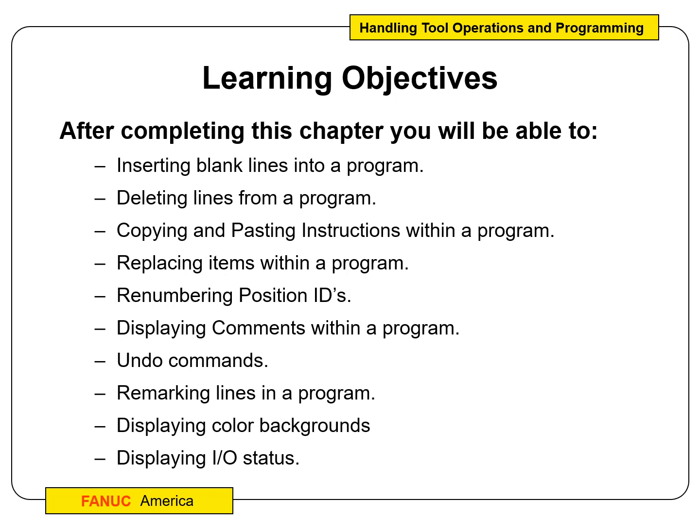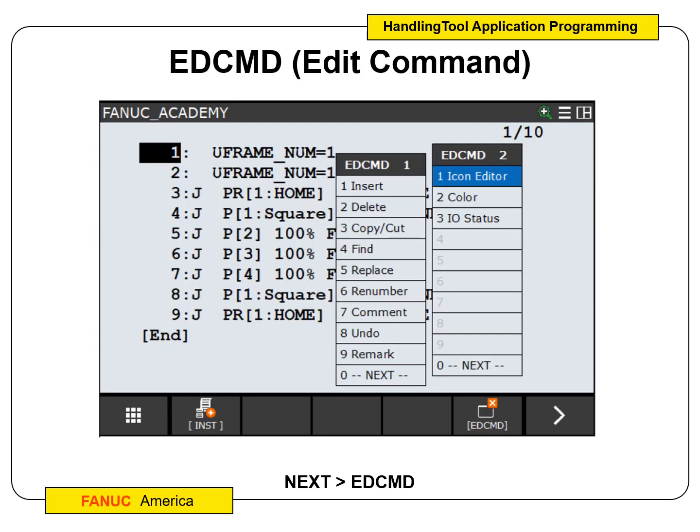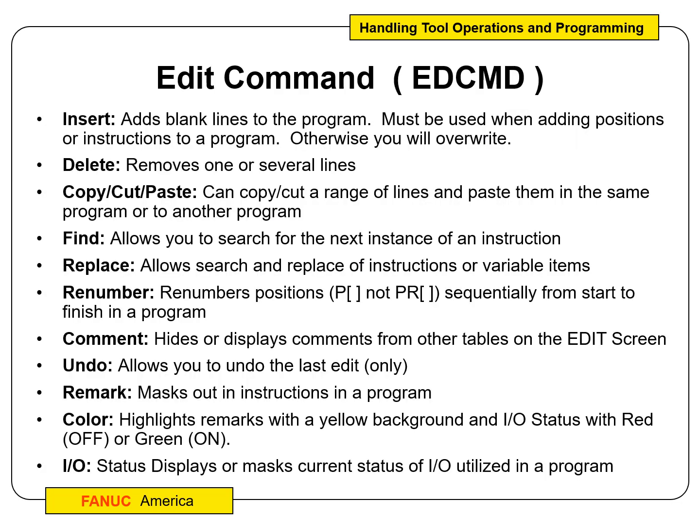So in this chapter, we're going to talk about different editing commands, and we'll go over these in more detail in a moment. But the edit command, EDCMD, short for edit command, up pops your edit messages. So here are the ones we're going to talk about. Insert. Insert will insert a blank line into the program. When you're adding instructions to the program, it will typically overwrite program lines that already exist. The only time it doesn't is if you're at the end line of a program, it will append, but otherwise you want to make sure you have blank lines.